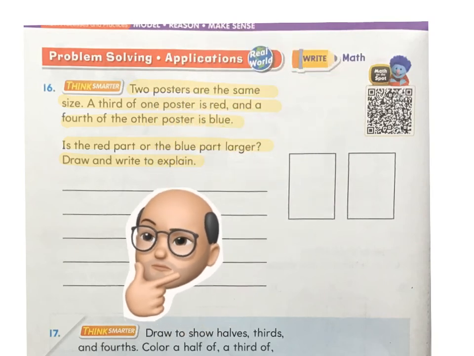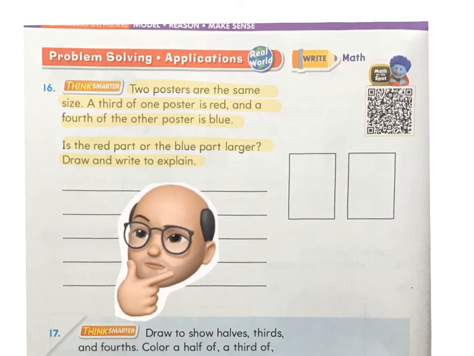Thinking time again. What could I do to answer this problem? Well, first, I'm going to have to draw a model of what they just said, with one poster having a third red and another poster having a fourth blue. So go ahead and do that on these 2 blank rectangles. If you need to, press pause.